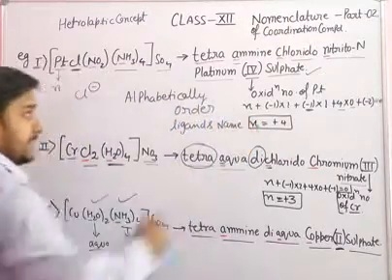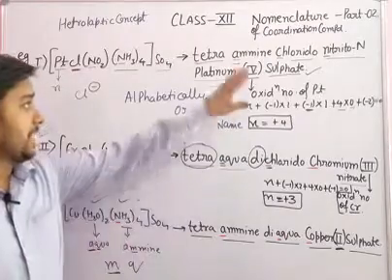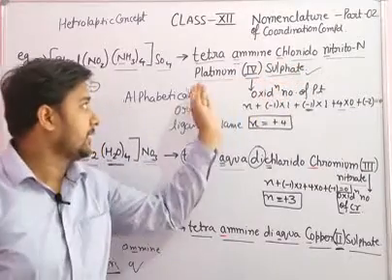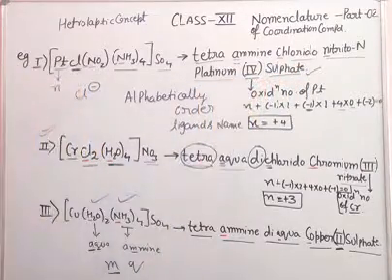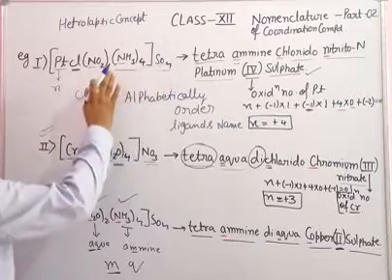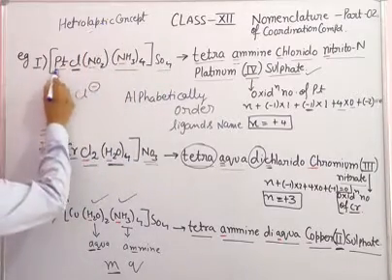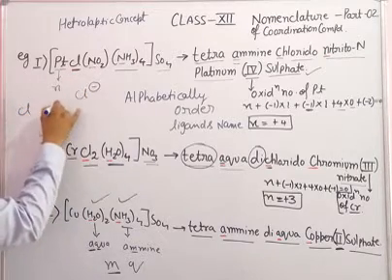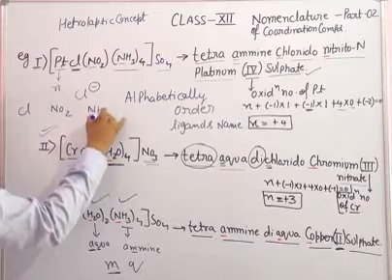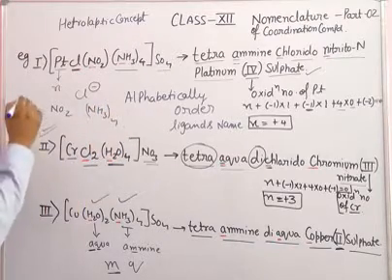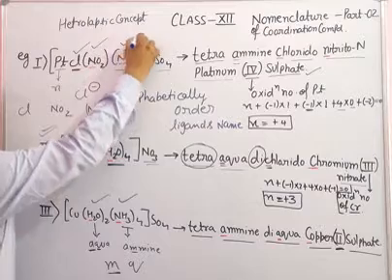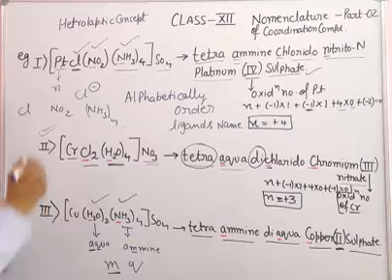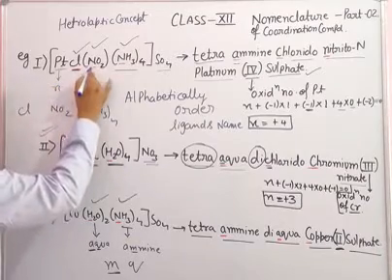Suppose in the exam, the question paper has this kind of nomenclature: tetraamine chlorido nitrito N platinum(IV) sulfate. How do you write the formula of this compound? You will write platinum as the central atom. Now you have three ligands: Cl, NO2, NH3 whole 4. Which will come first in this formula? That will be decided on the basis of the first letter of the symbols of the ligands.